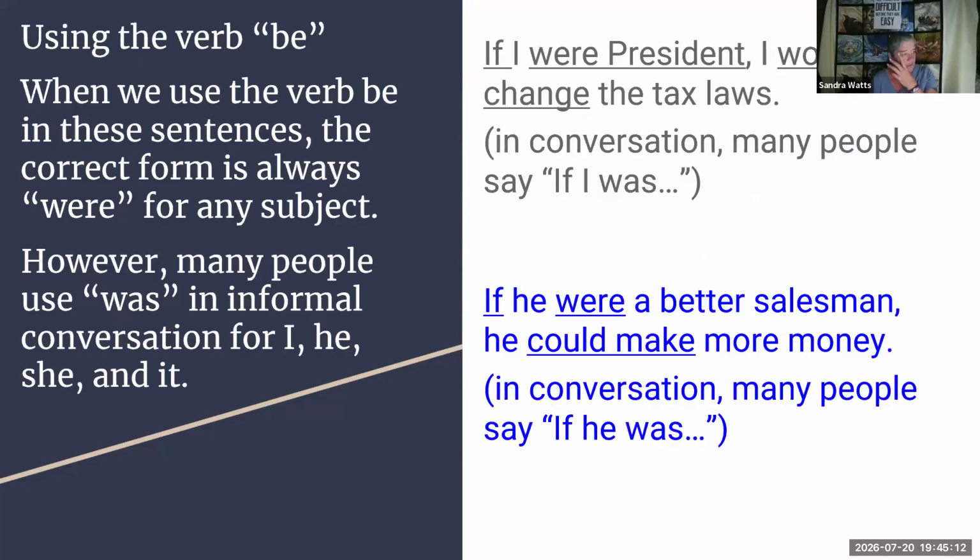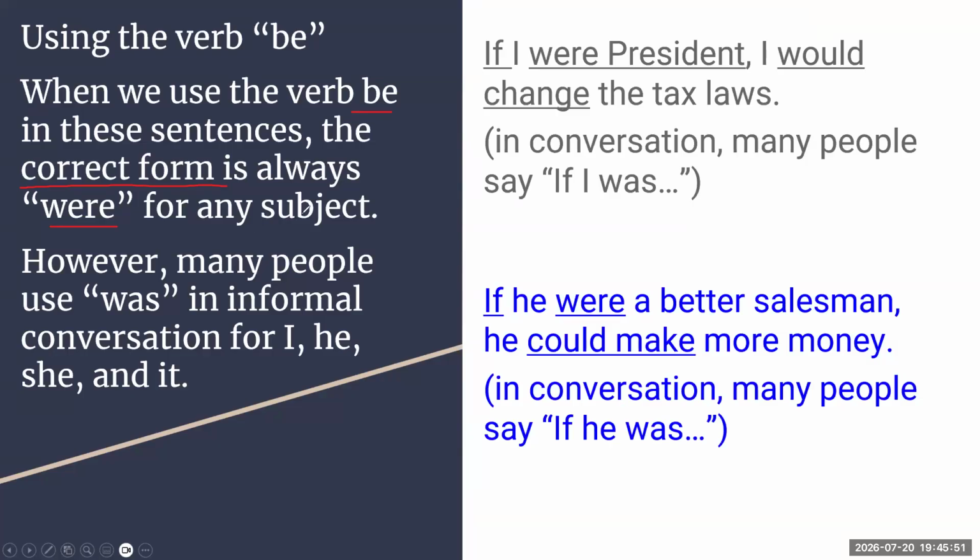Okay, so here's the one where we get different. The verb be. You will discover as you study English that the verb be never follows the rules that all the other verbs follow. It just doesn't. It always has to be different. So, when we use the verb be with these second if clauses, the grammatically correct form is actually were for any subject. So, if I were, if you were, if he were, if it were, if they were, always were.